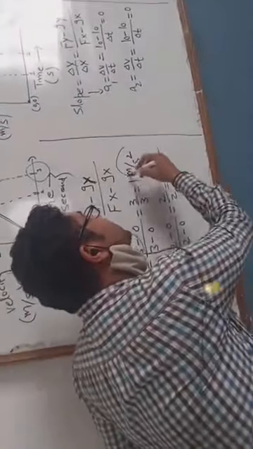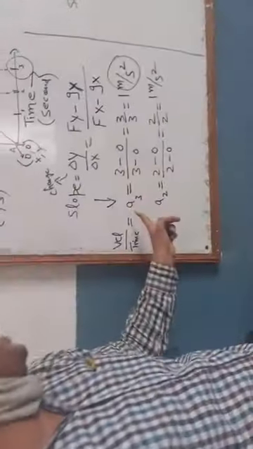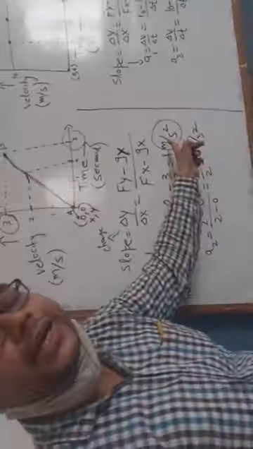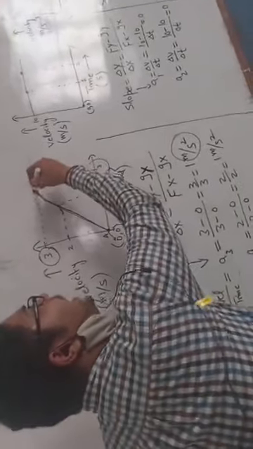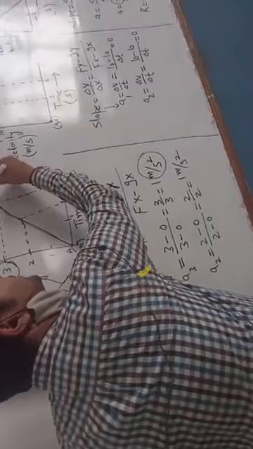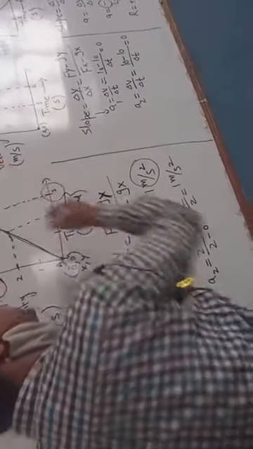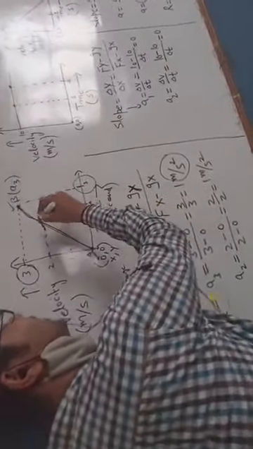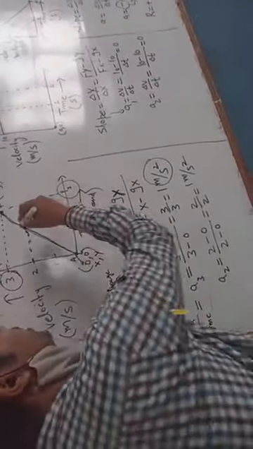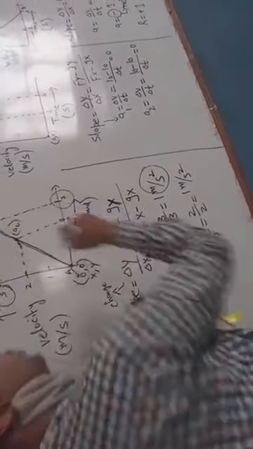Meter per second square is the unit of acceleration. Now we will calculate acceleration. At B point we have calculated the acceleration. This acceleration I have given the name A3. Now I will calculate the acceleration over here. At that point I will give the name A2.